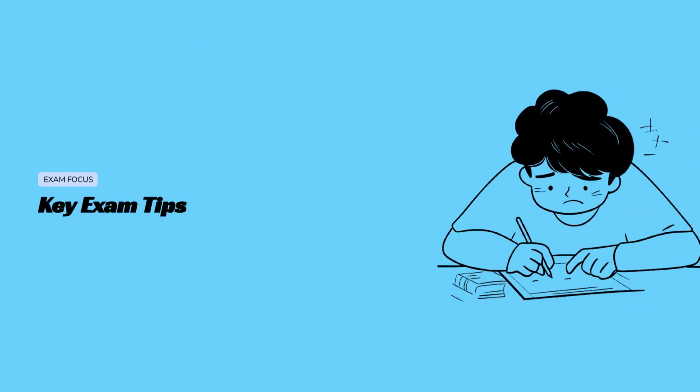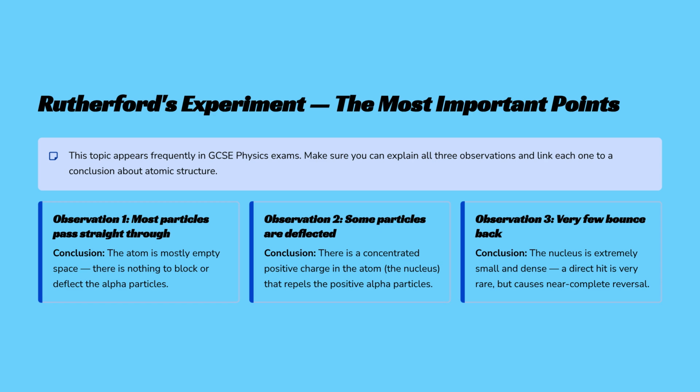Finally, let's cover some essential exam-focused tips. Rutherford's experiment is a common GCSE topic. Remember the 3 observations. Most particles pass through, meaning the atom is mostly empty space. Some are deflected by the concentrated positive nucleus, and very few bounce back, indicating a dense, tiny center.